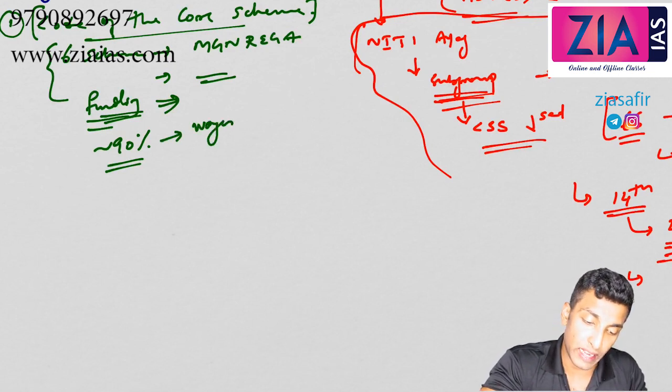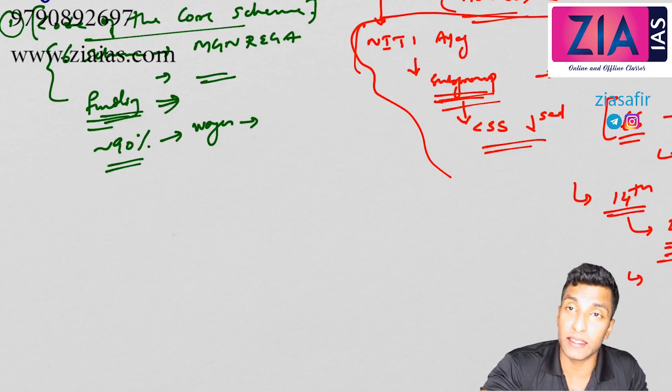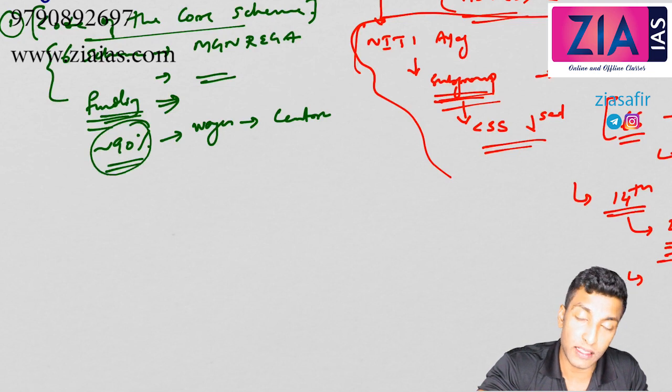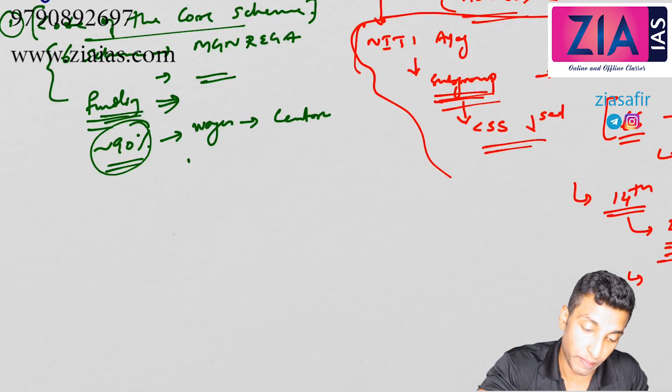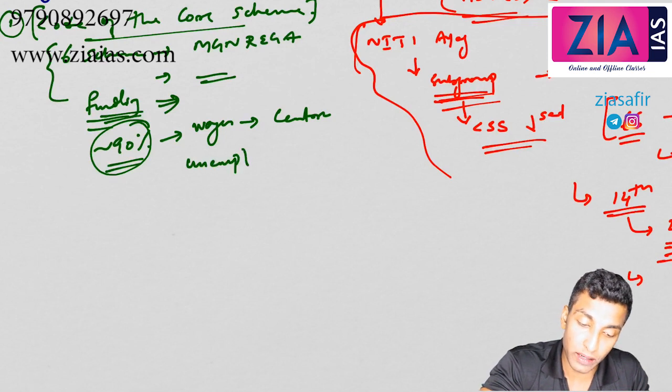Who will be giving the wages? Wages will actually be given by the center. Okay, now why is this only 90%? Because there may be cases of unemployment allowance that will be given by states. Okay, so unemployment allowance will be given by states.